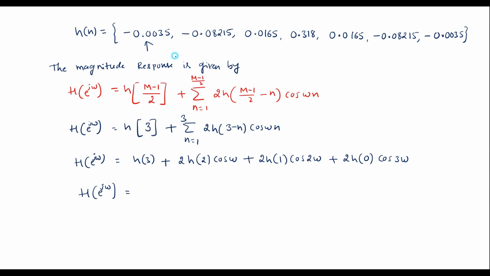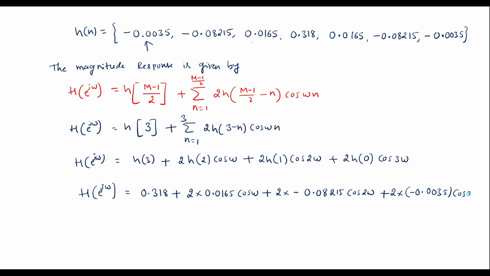Therefore I can write h of e power j omega is equal to, so here we can see that h of 3 is 0.318 plus 2 into h of 2, this is h of 2 value, that is 0.0165 cos omega, plus 2 into h of 1 is minus 0.08215 cos of 2 omega, plus 2 into h of 0 is minus 0.0035 cos of 3 omega.